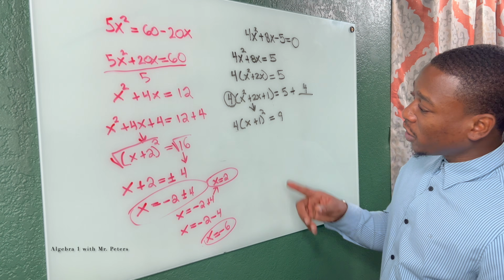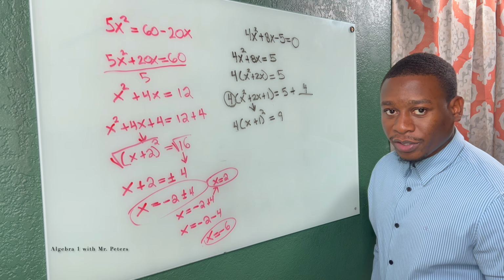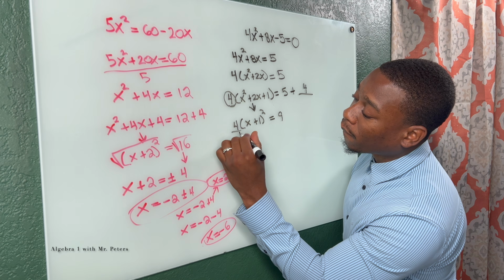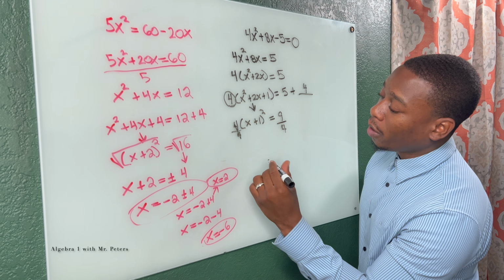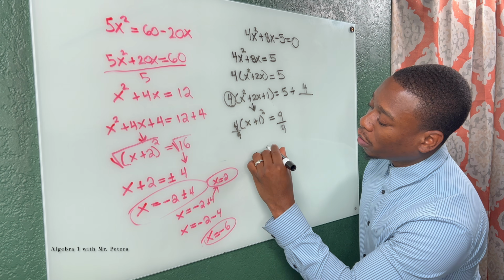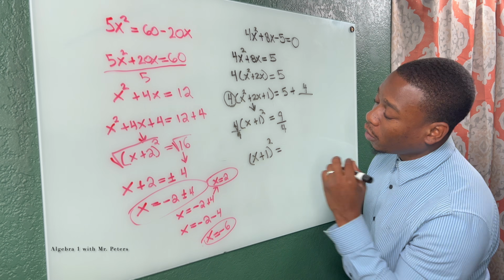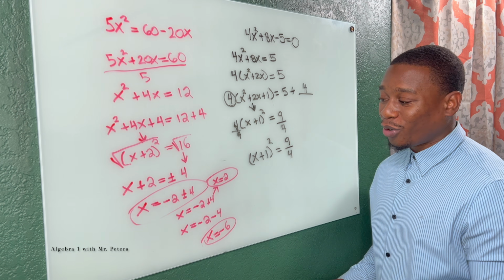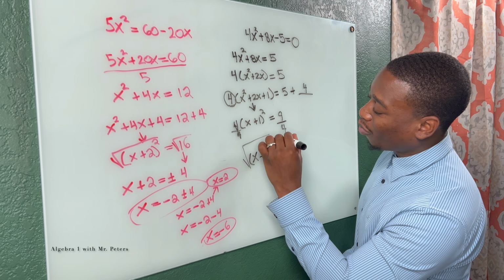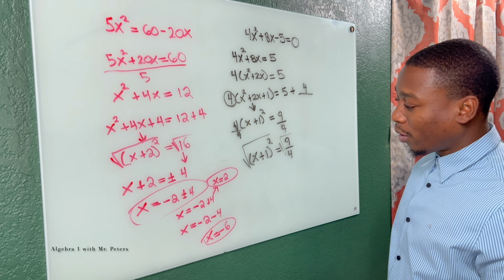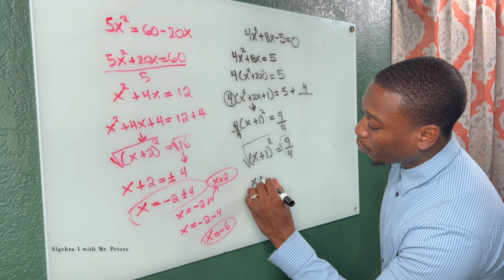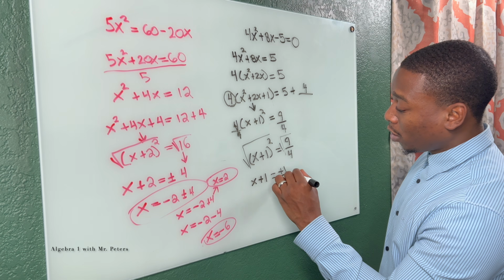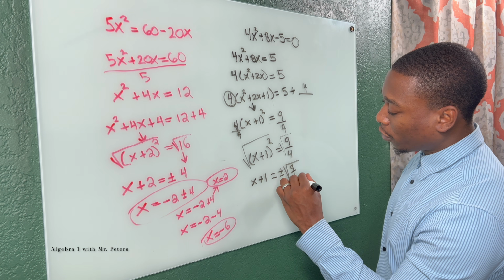All right, so now at this step, what are we going to do? This is not by itself. So we're going to divide by 4. Divide by 4. Now we have x plus 1 squared is equal to what? 9 over 4. So now we're going to do the square root method. And yes, we're doing the square root method with fractions. Yes, we are. So now we have x plus 1 is equal to plus or minus the square root of 9 over 4.